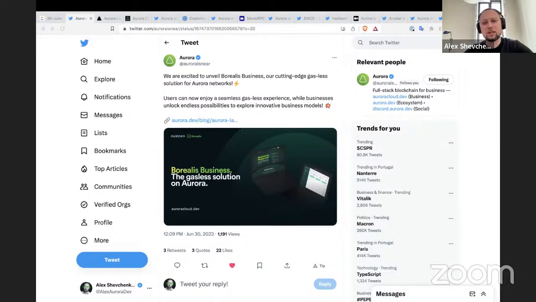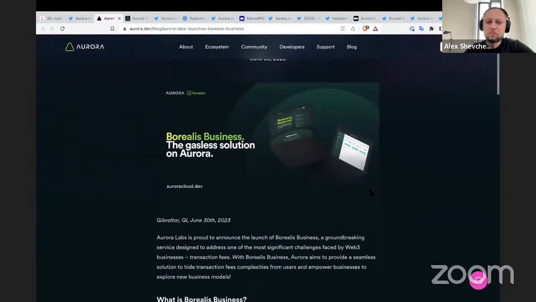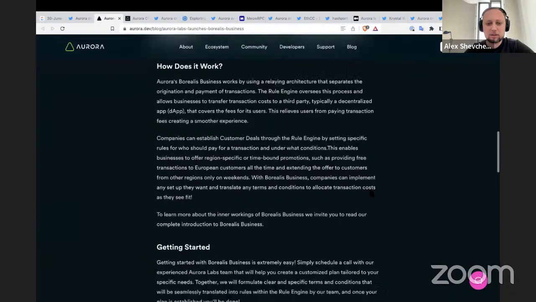Borealis Business is nothing similar to what you have seen in the market with other types of solutions, because the majority of the rules, as we call them, that you are able to configure as a business, are working outside of the blockchain. You're able to discover a little bit more details of Borealis Business on the blog post. There is a pretty deep explanation.